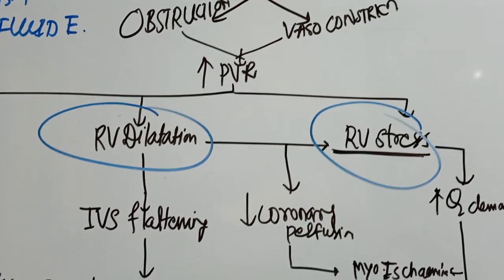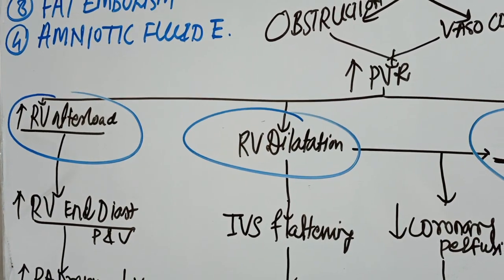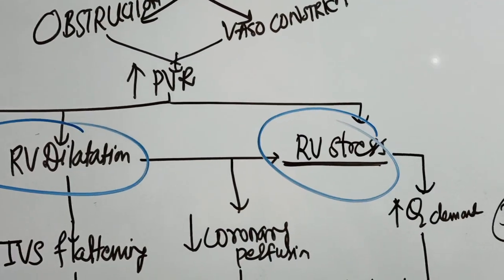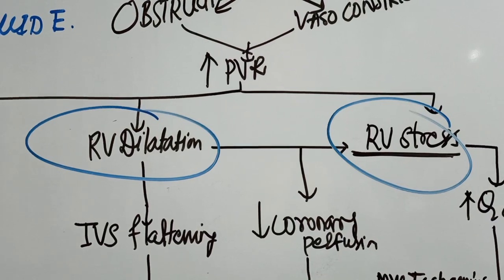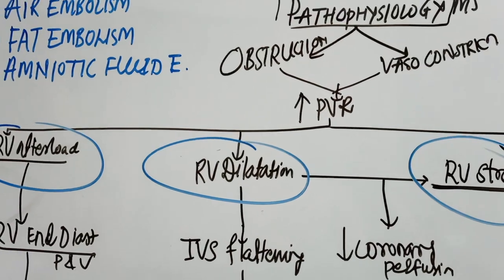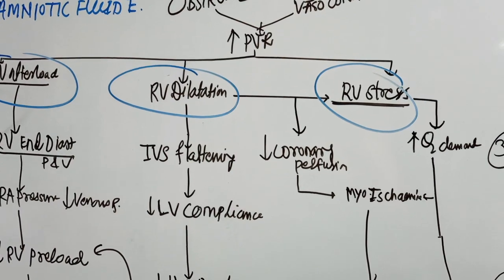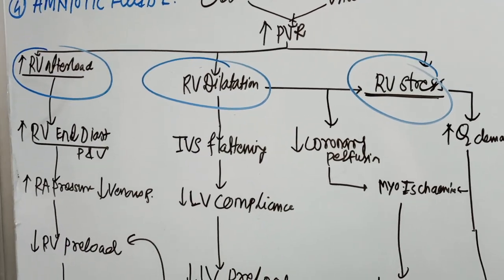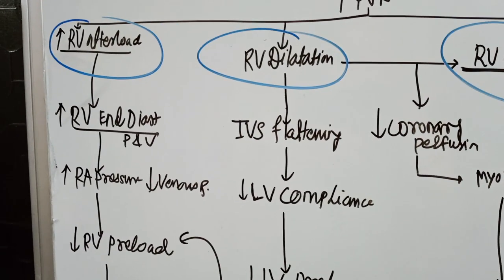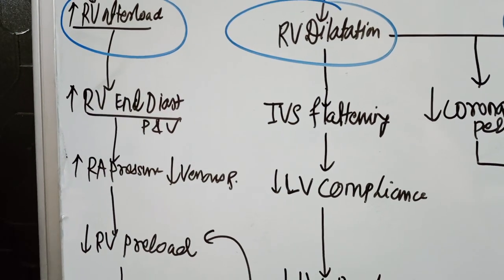This increased pulmonary vascular resistance causes three things: increased right ventricular afterload, right ventricular dilatation, and right ventricular stress. Imagine there is the right ventricle and it has an outflow tract as the pulmonary arteries. Whenever there is a block in the pulmonary arteries or there is vasoconstriction, it will increase strain on the right ventricle. So there is increased right ventricular afterload, which causes increased right ventricular end diastolic pressures and volumes.